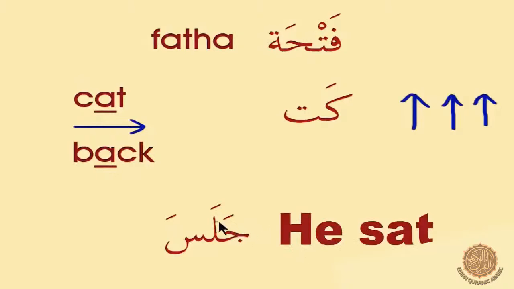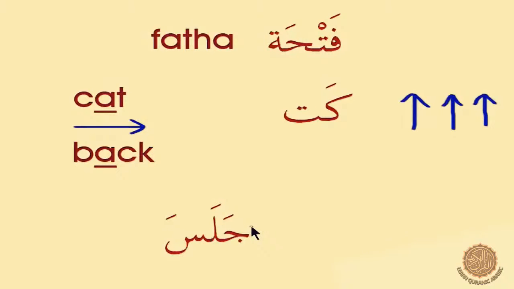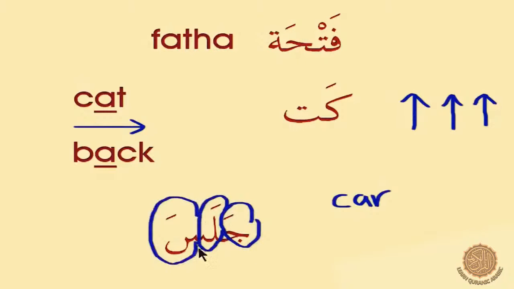And notice we don't elongate. There's no elongation of the A sound. So we don't say "aah", like when we say the word car. It's car, it's not caar. So this will be one syllable, that's another syllable, and that's another syllable. So there's three syllables. Ja, la, sa.